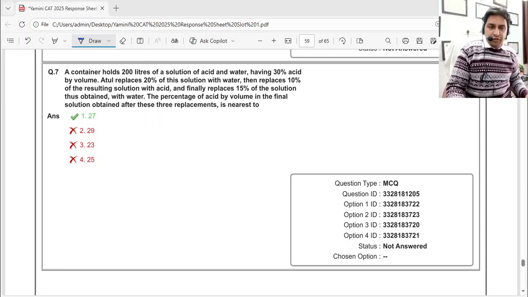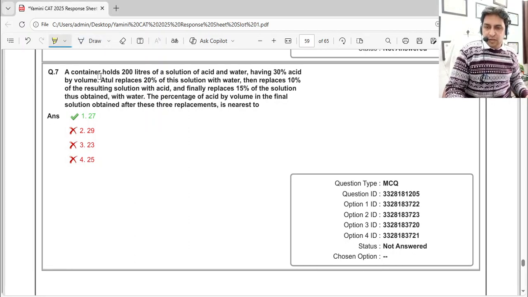Again, we'll read the question first. A container holds 200 liters of solution, acid and water, having 30% acid by volume. So total 200 liters solution, 30% acid means 70% water. Atul replaces 20% of this solution with water, then replaces 10% of the resulting solution with acid.